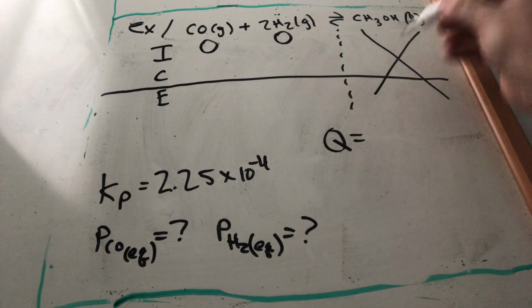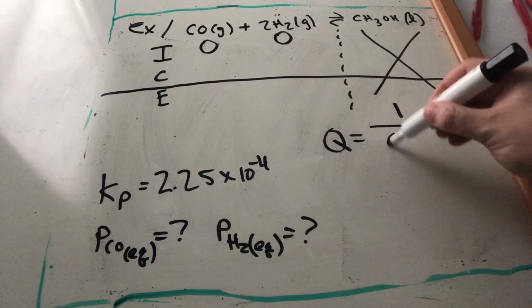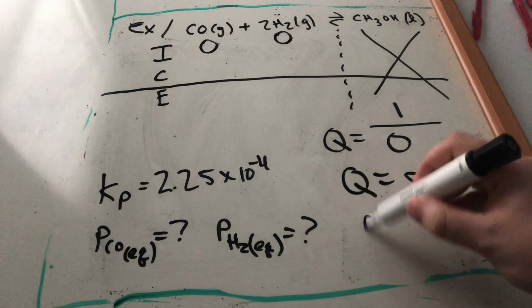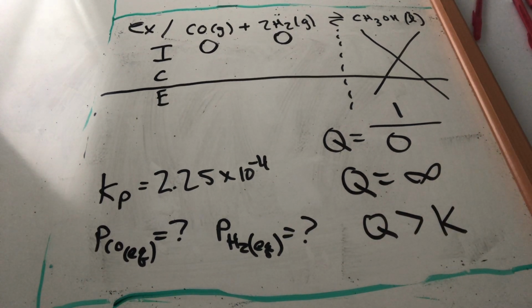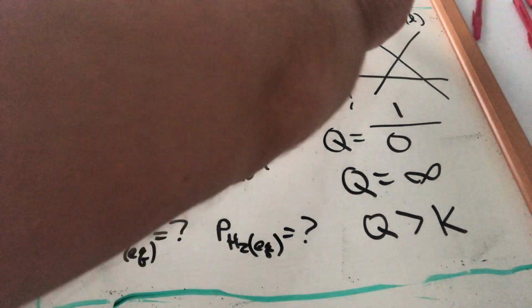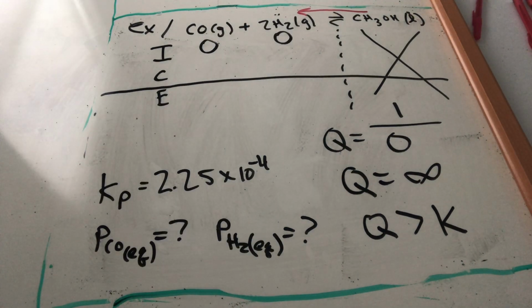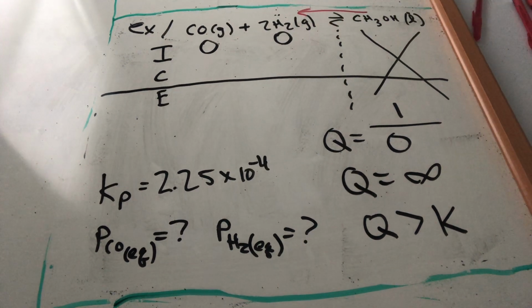Q looks like 1 over 0 times 0 squared, 1 over 0. Again, Q is infinity, so Q is definitely bigger than K. And we see with this example, just like the other examples, that when there's zeros, equilibrium shifts to make those zeros go away, to make those zeros actually go up in value. Q is greater than K, we have too many products, we shift in that direction.